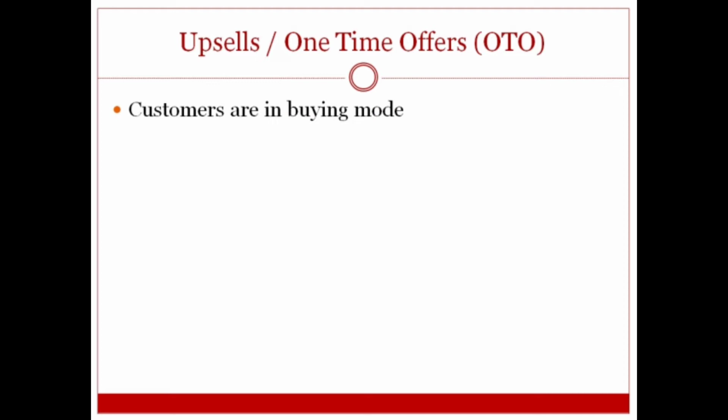So the reason why one-time offers are very, very powerful is because customers are in a buying mode. So they just purchased your front-end product and you provide them with a one-time offer that is related to the front-end product. So upsells and one-time offers are easier to sell once the customers are in buying mode.